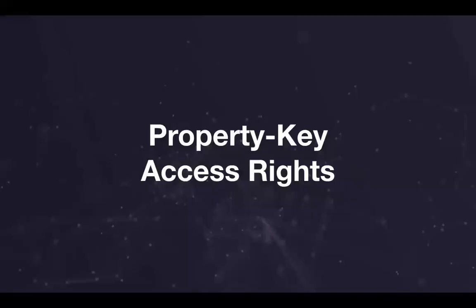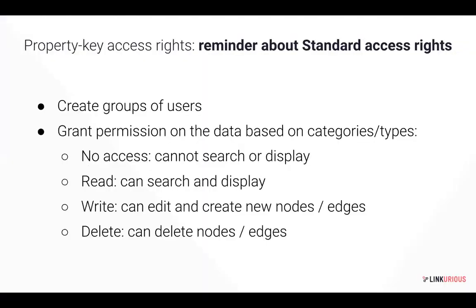So let's get started with the first topic, property key access rights. First, a quick reminder about the standard access rights, meaning the access rights as they are right now. In that standard mode, you can create groups of users. For each group, you can grant permission on the data based on node categories and edge types. Let's say that you have a company category. You can give the users of a specific group four different permissions. You could give them no access, meaning that they cannot search and they cannot display any node from the company category. You can give them read permission, in which case they can search and display.